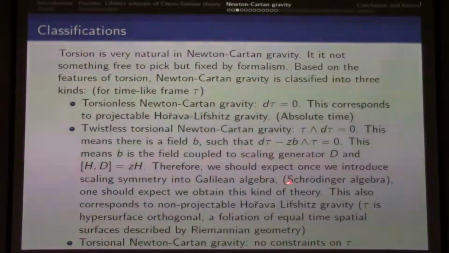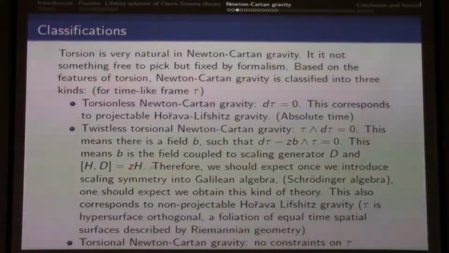And the second type is called twistless torsional Newton-Cartan gravity. So tau is constrained to satisfy this equation. You can see this equation is equivalent to the existence of a field b, such that d tau minus some constant z, b wedge tau equals zero. From the symmetry perspective, this might mean there exists a dilatation scaling generator such that this is satisfied. H is the generator of the time direction. What does this mean? This means tau is hypersurface orthogonal, which means that there exists a foliation of equal time spatial surfaces described by Riemannian geometry.